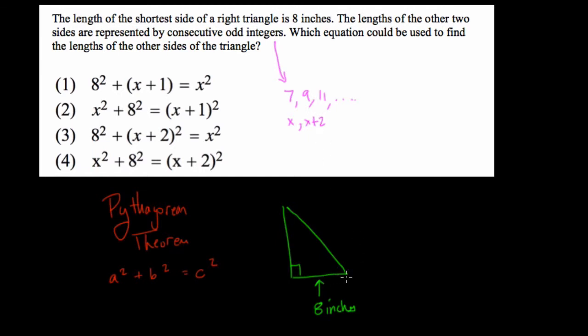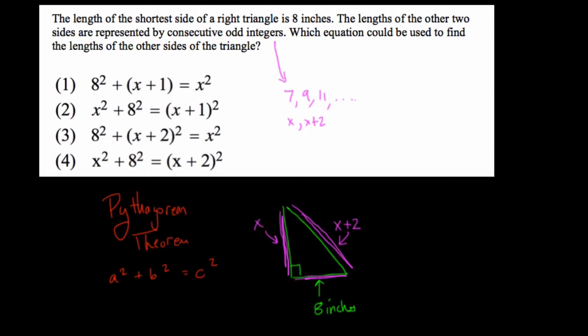So here they're telling us if this side is 8, and the next two sides are consecutive odd integers, well, this side would have to be the next largest one, so that could be x. Right? And then this would have to be the largest side of all, x plus 2, the hypotenuse. And we only know the hypotenuse is the longest side because that's the definition of a right triangle, right? You have two legs, and the longer side is the hypotenuse. And of course, whatever x is, x plus 2 is longer than that.